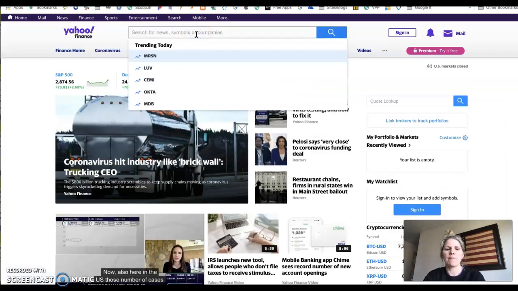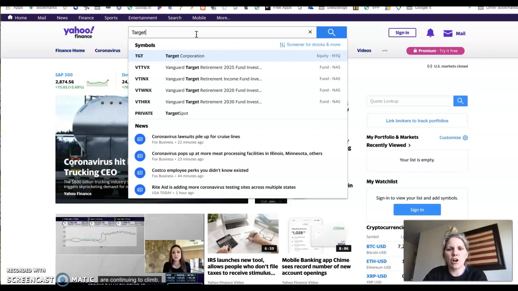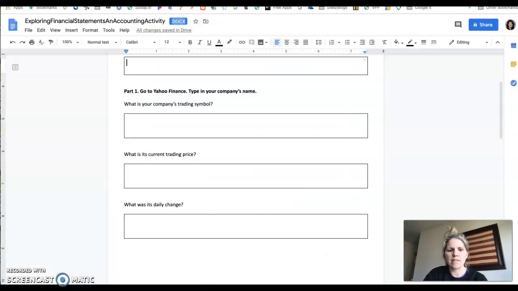So we'll say that I'm going to go with Target. And so right here is my symbol. So I would be putting in TGT for my symbol. And then I'll go ahead and go there and we'll look at our trading price and our daily change.